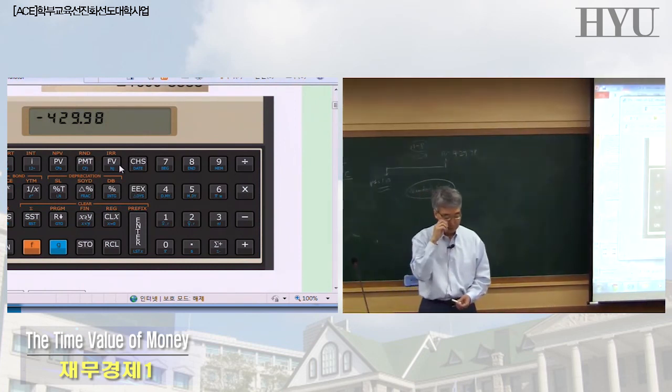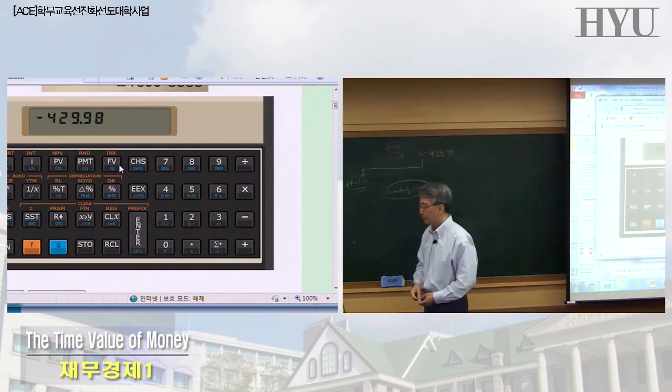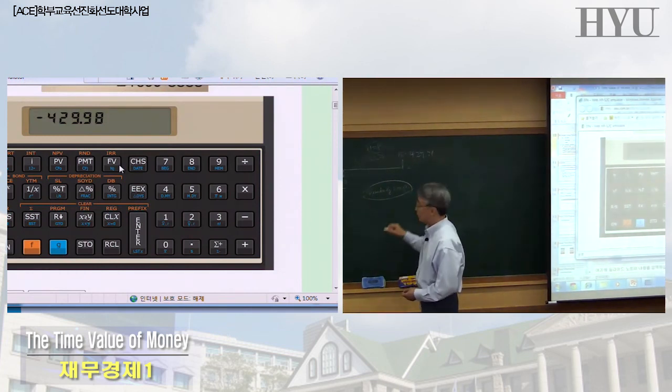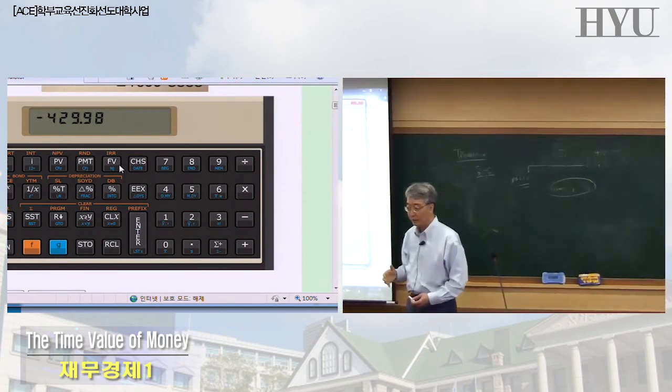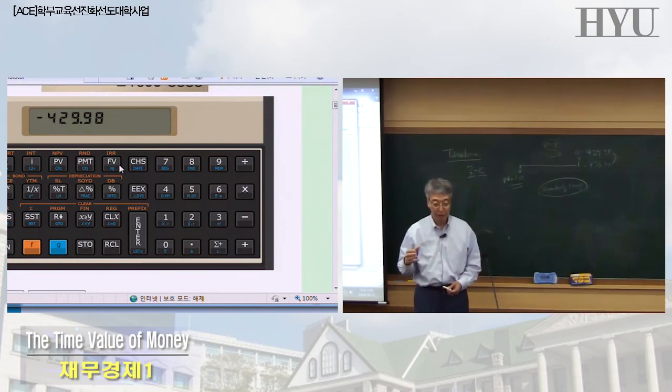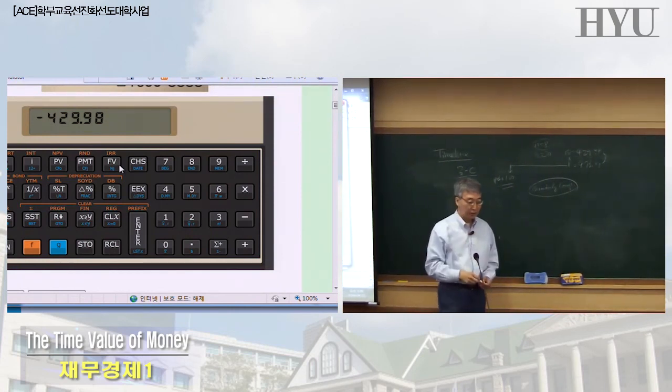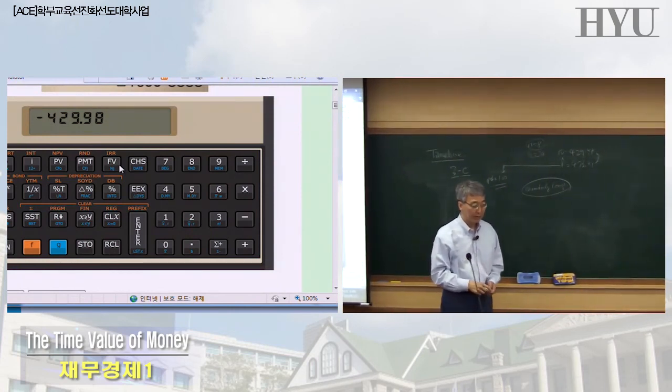See what happens. What do you get? 476.49. Okay, so you see the difference, right? Using the same interest rate, if you do more compounding per year, the value increases, right? That's why the credit card company does daily compounding.